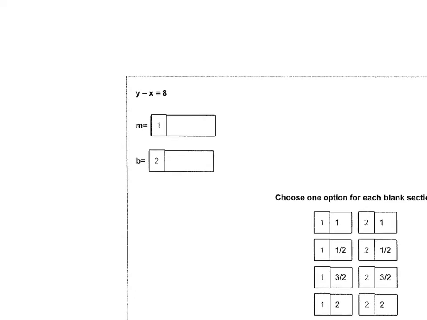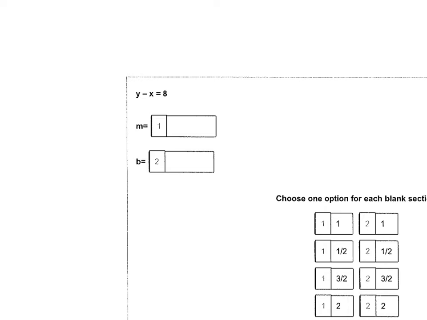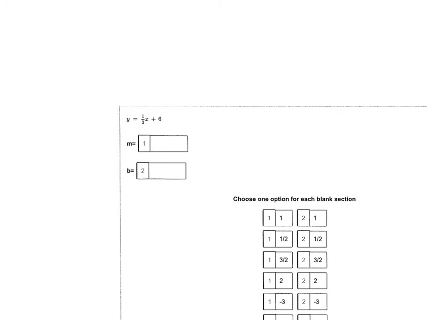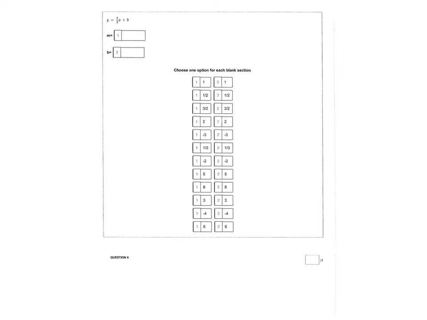I hate this one. Okay, let's see. Here's what we're going to do. All we're going to do is move that x just by doing the opposite. So really, I've got y equals x plus 8. Okay, slope and y-intercept, just identify.